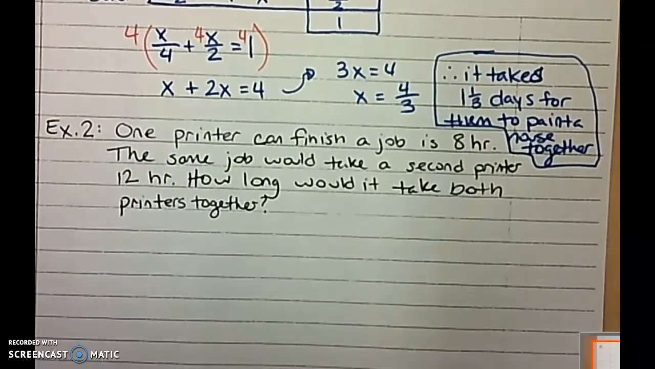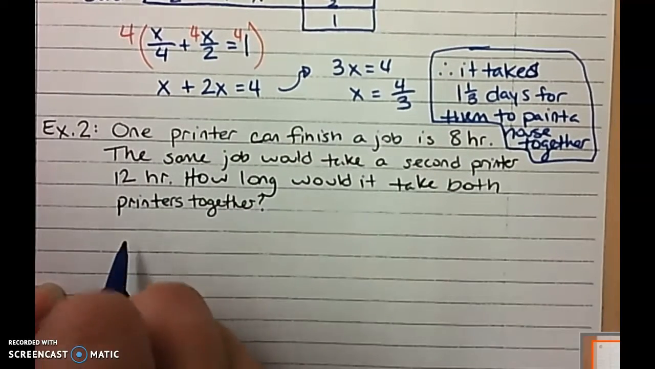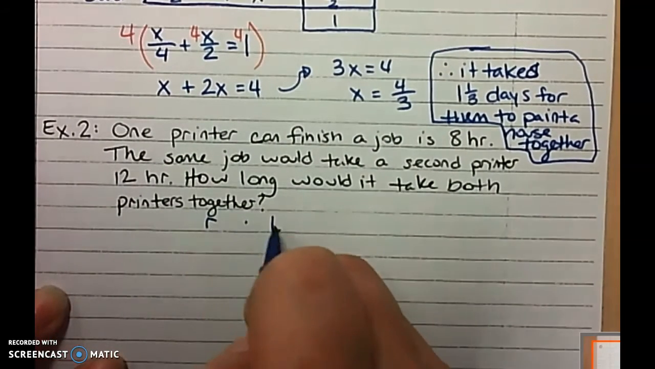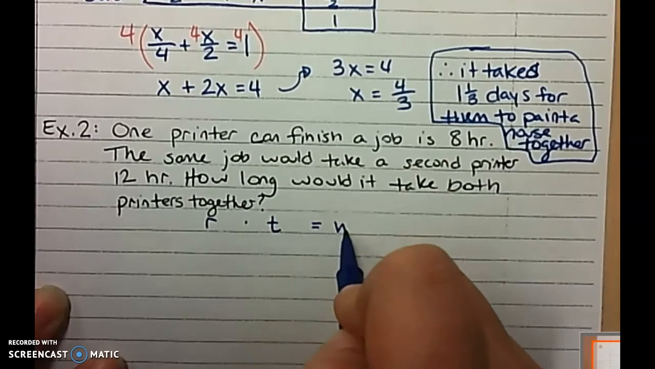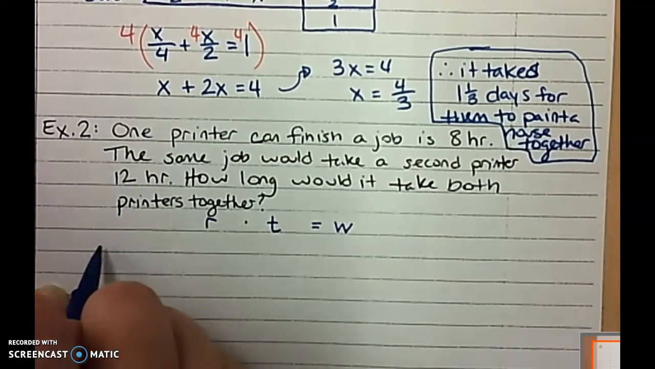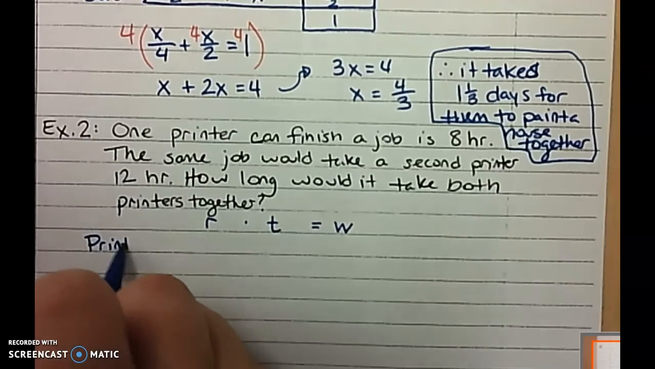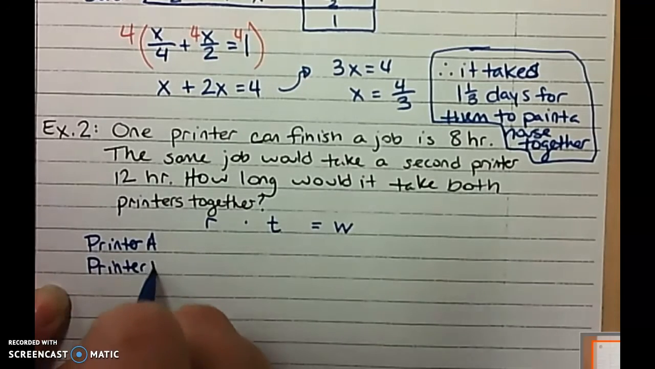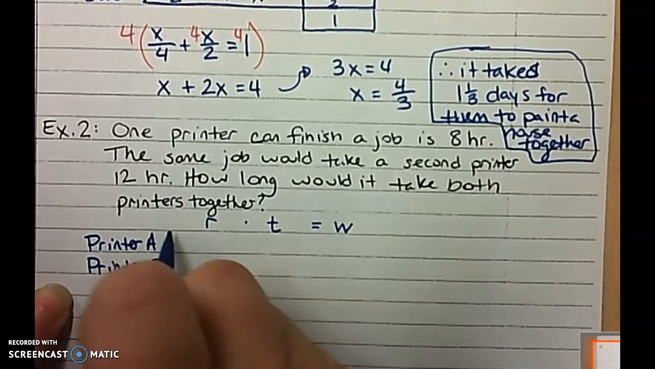One printer can finish a job in 8 hours. The same job would take a second printer 12 hours. How long would it take both printers together? Okay, so we're going to set up our table. We have the rate times time equals the amount of work done. I'm just going to call these printer A and printer B. You could have called them printer 1 and 2. It doesn't really matter.